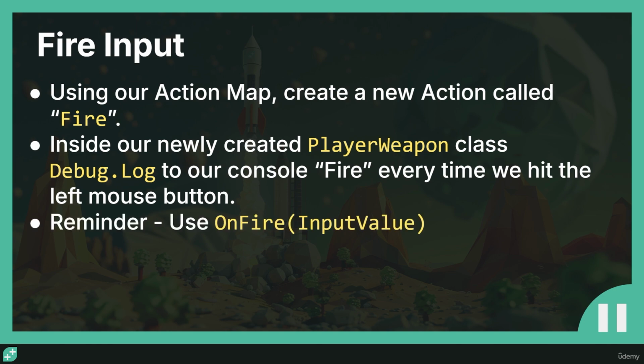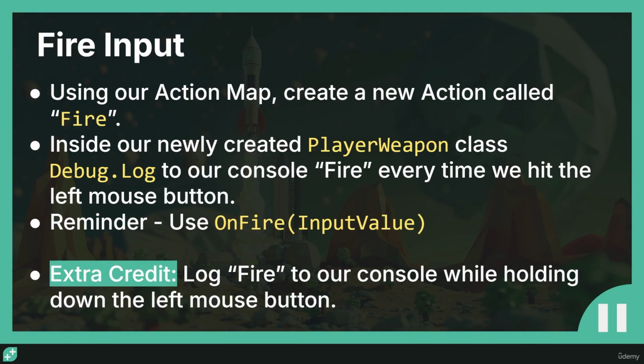And as a reminder, once you create your action fire, it will create that behavior that we can use in our C# class called OnFire. So you want to make sure you use that appropriately. And a bit of extra credit for those that want to give it a shot: log fire to our console repeatedly while holding down the left mouse button, and then once you unclick the left mouse button, it'll stop printing it to the console. Now, fair warning, you can definitely do that directly in your player weapon class using some custom C# code if you'd like to flex your game dev programming muscles, but I'll give you a hint: there's a super easy way to do that. I'll show you after. So pause the video, give it your best effort, and when you come back, we'll go through my solution together.